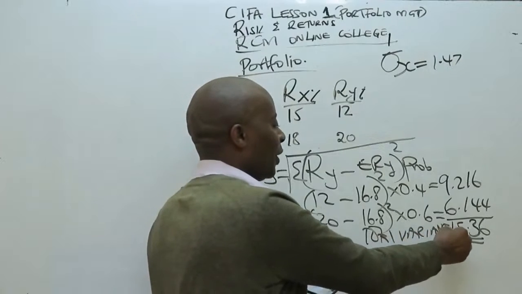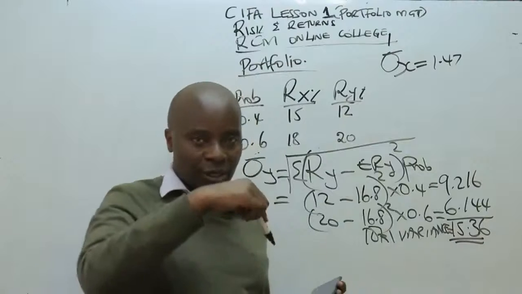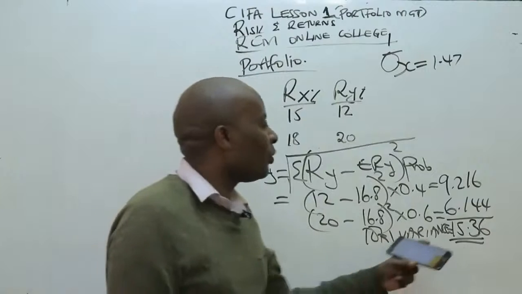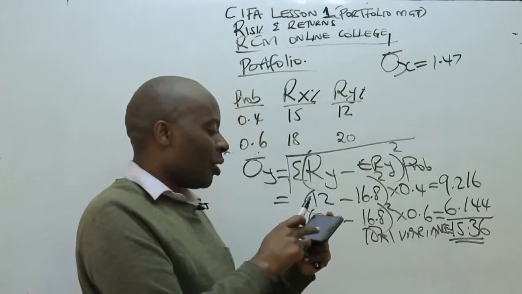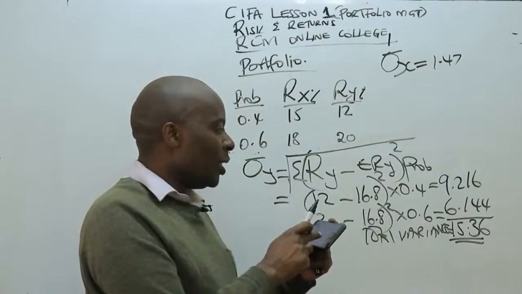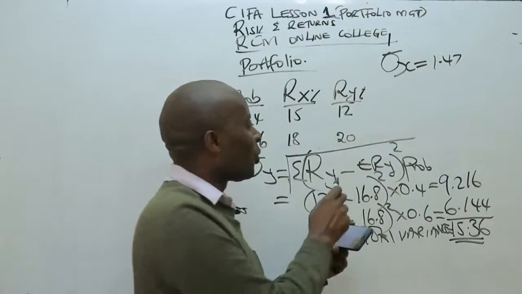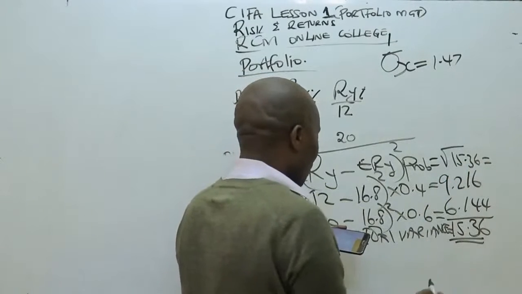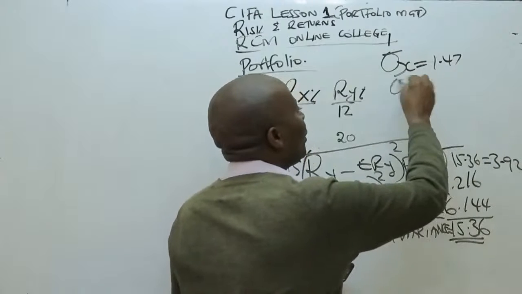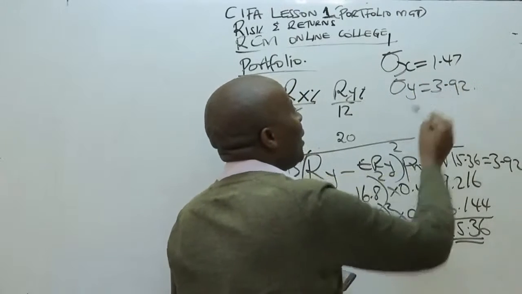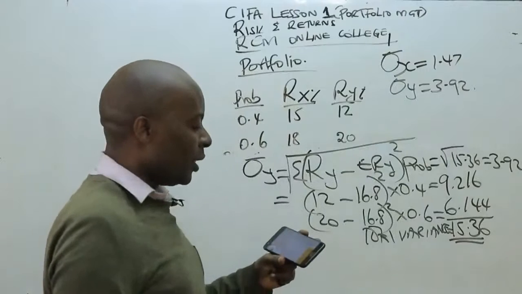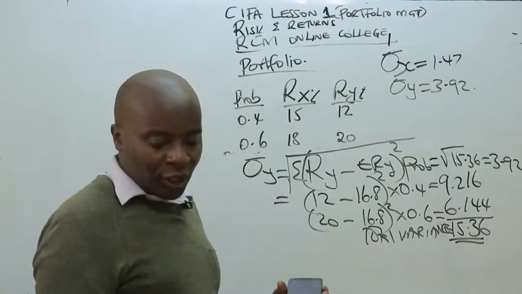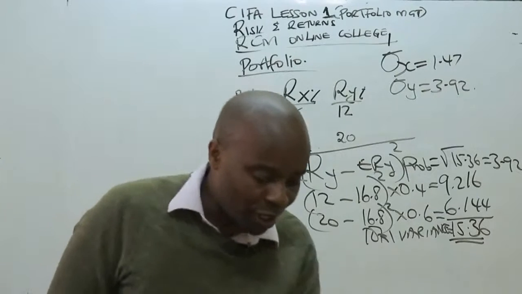Once you have the total variance, what you need to do is give us the square root of that to ascertain the standard deviation. So the square root of 15.36, what figure are we able to see here, ladies and gentlemen? It gives us a standard deviation of Y of 3.92.